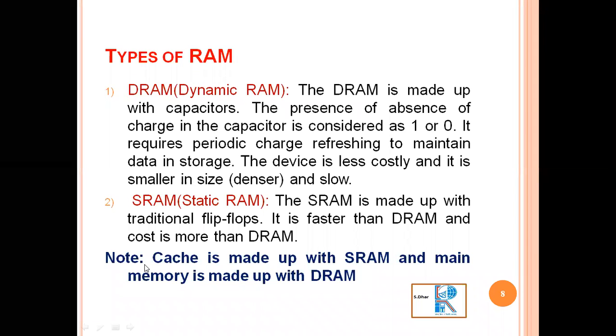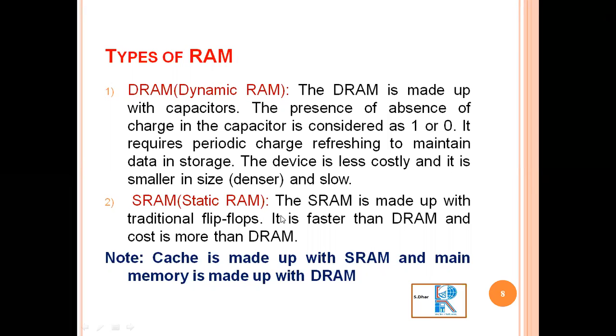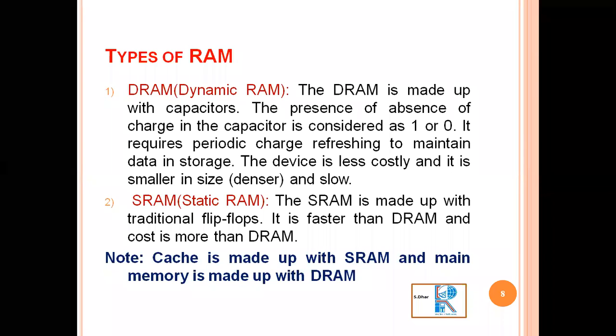Now here it should be noted that cache is made up of SRAM. Remember, static RAM, because the speed of the cache is high, and main memory is made up of DRAM. Because the speed of the DRAM is slow, main memory is slower than the cache. As the DRAM cost is low, you can use it for making the large main memory. But as the SRAM cost is very high, you cannot make a very large memory using the SRAM. So SRAM is used only for making a small amount of cache memory. Clear? So these are the types of the RAM.